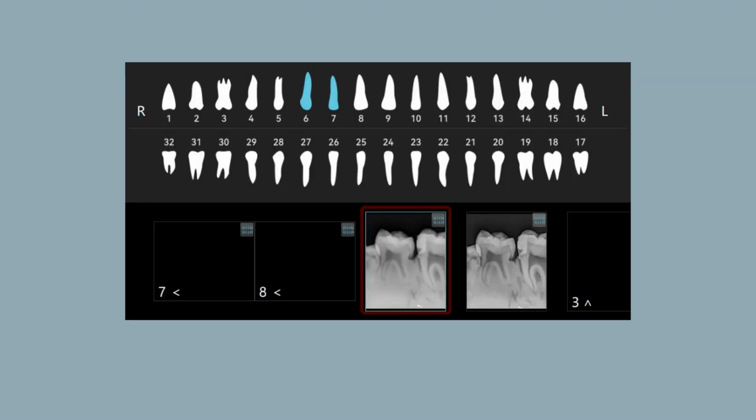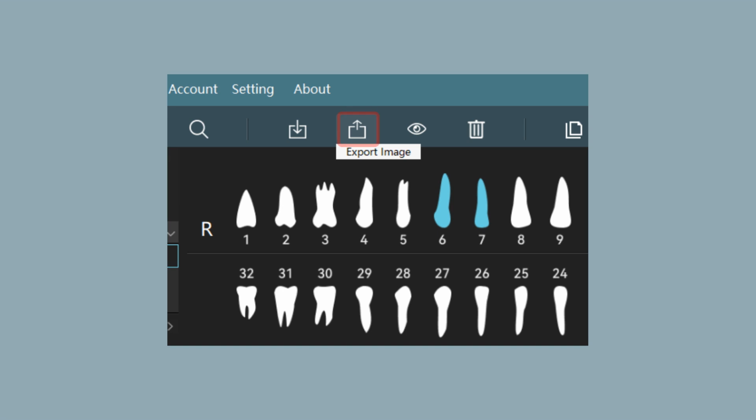Section 1. Export images from Acuity. Select the X-ray image you want to export. The selected image will have its outline highlighted. Go to the top bar and click Export Image.